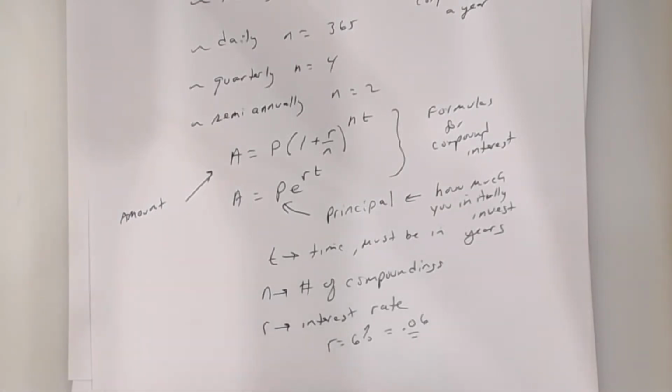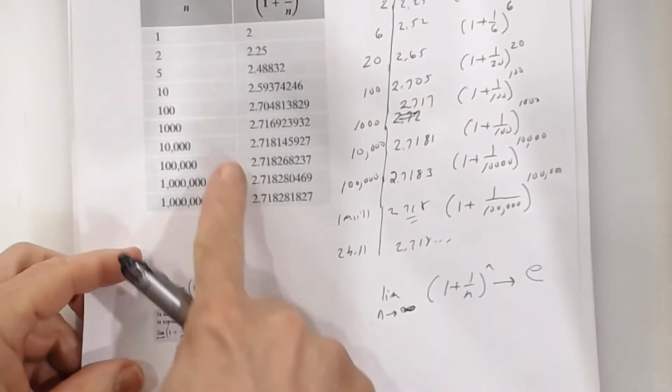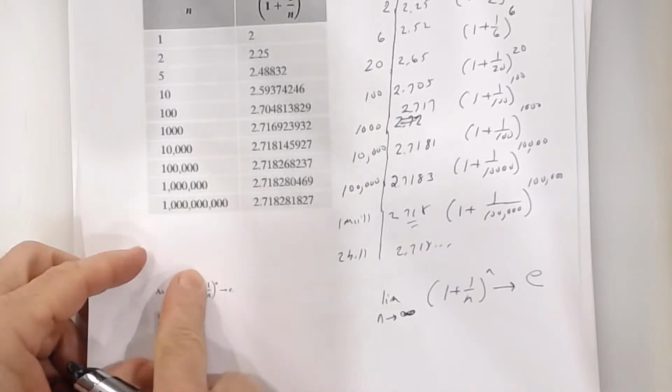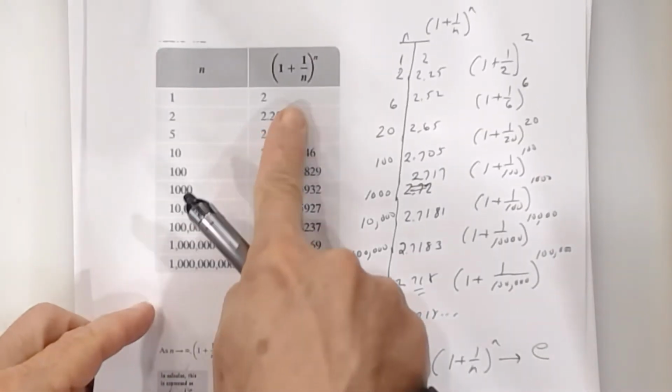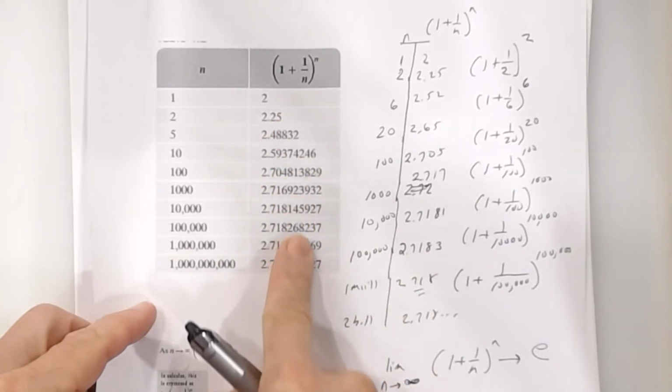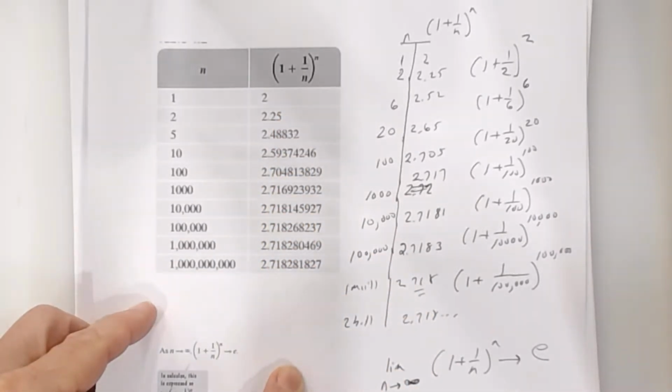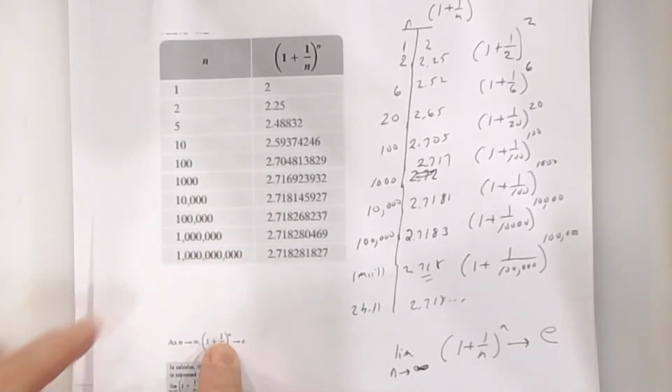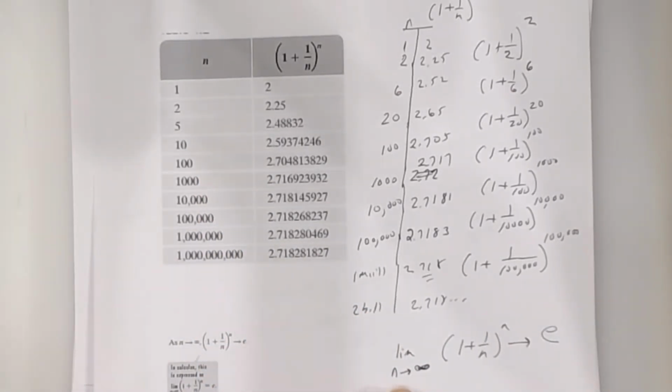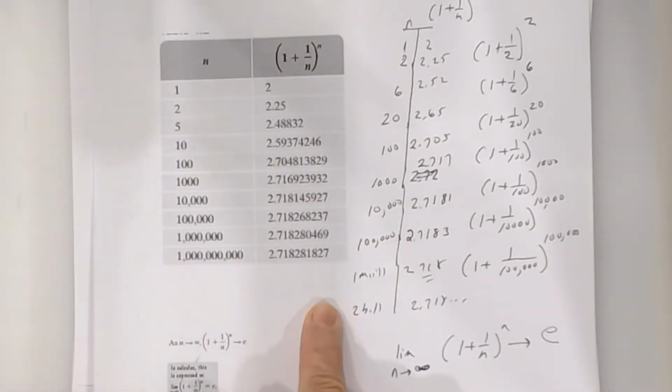When we were talking about E, listen carefully to this, guys. I said as N gets bigger and bigger and bigger, this expression gets closer and closer to what number? E. So as n goes to infinity, this expression gets close to what number? E.